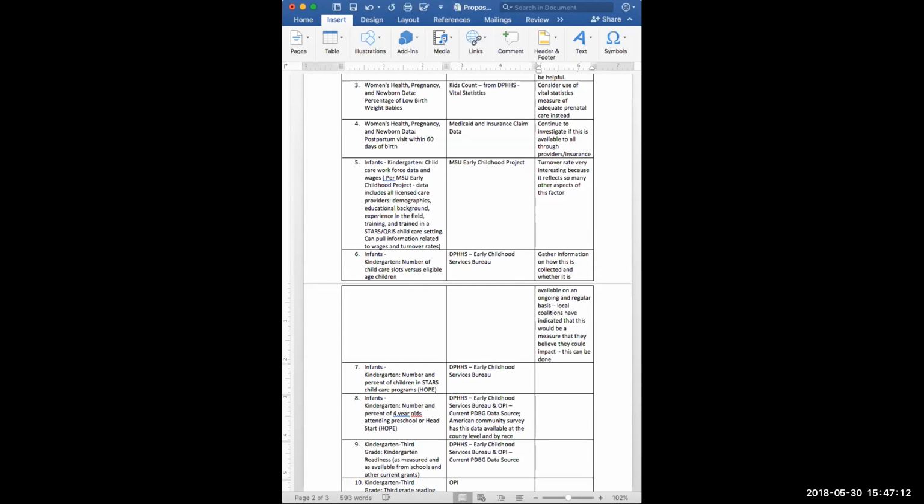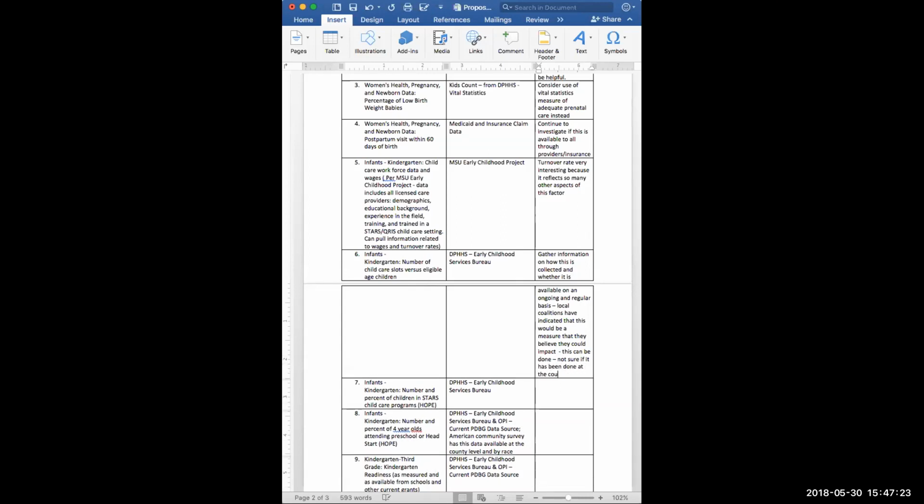I know that it's been done. Our office has done it at the state level. I'm not so sure at the county level because ballpark estimates kind of get out of whack at the county level. But at least at the state level, it can certainly be done.